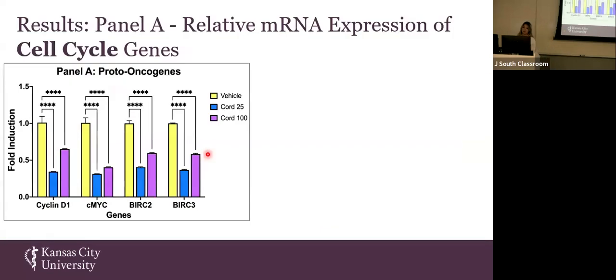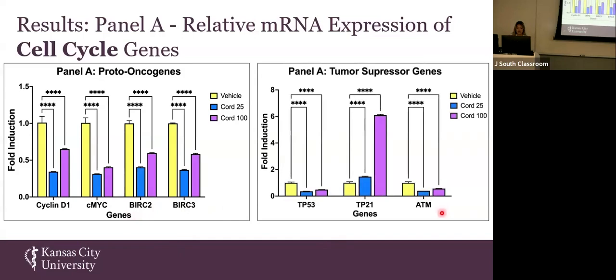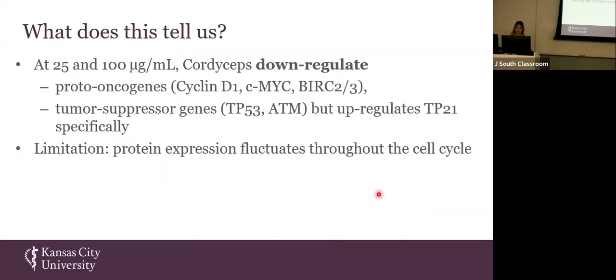The first panel, panel A, studies cell cycle. Proto-oncogenes are normal genes that, when mutated, can become cancerous and promote cell growth. On this graph, as you can see, these are my treatment groups, and on the x-axis are the different genes I investigated. So there is a downregulation of these proto-oncogenes, as well as tumor suppressors, which suppress growth. There is a downregulation except for TP21.